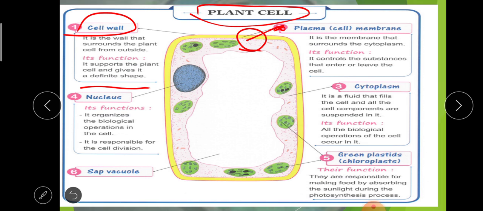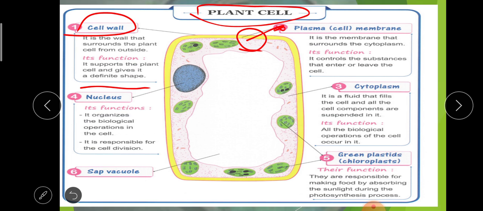Where does the biological operation occur? In the cytoplasm. The cytoplasm is the place where all the biological operation of the cell occurs. It fills the cell from inside, and all components of the cell are suspended in it.